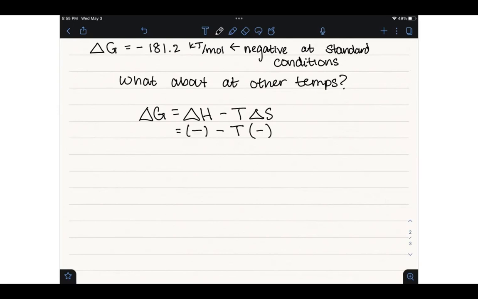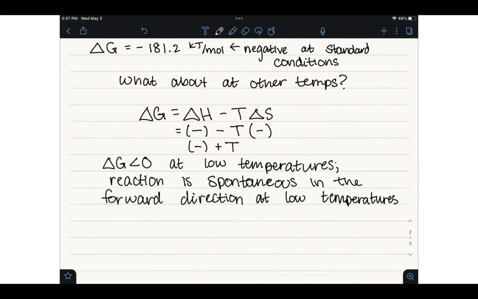algebra, very little algebra, you can see that we have a negative number plus the temperature term. So if we want delta G to be a negative number, because when delta G is negative, the reaction is spontaneous, then we know that that can only happen at low temperatures. So basically where T is going to be pretty small, so that value doesn't end up being even bigger than delta H. So since delta G is less than 0 at low temperatures, the reaction is spontaneous in the forward direction at these low temperatures.